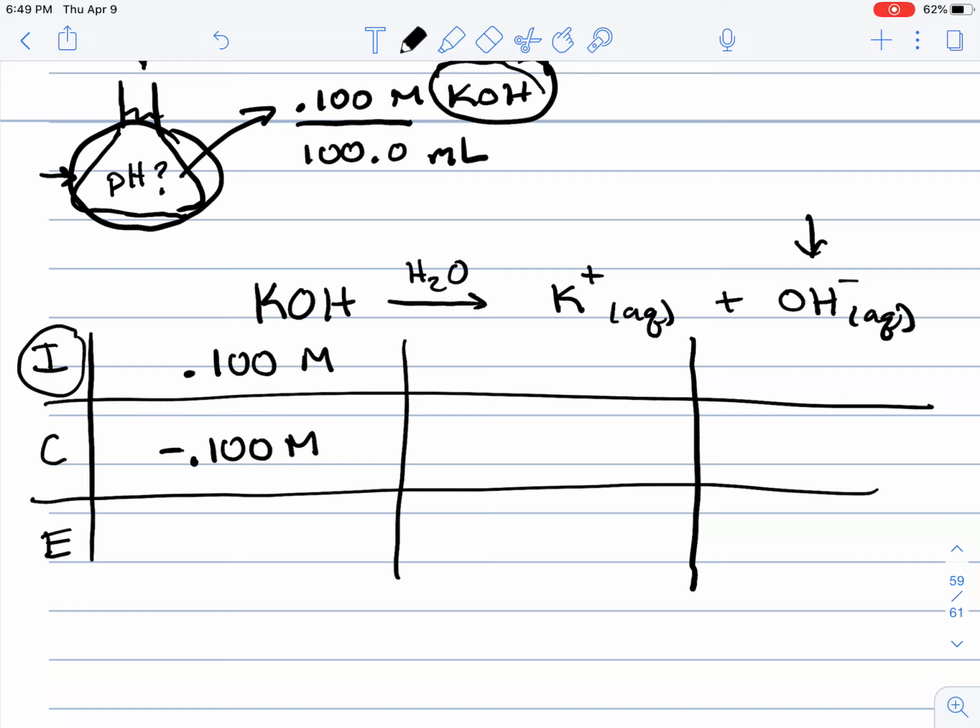Why is that? Why is it not minus X? The reason why it's not minus X is because potassium hydroxide is a strong base. And we know that strong bases, strong acids, they ionize 100%. So at equilibrium, we have nothing remaining of potassium hydroxide. All of potassium hydroxide has been converted into potassium ion and hydroxide ion.